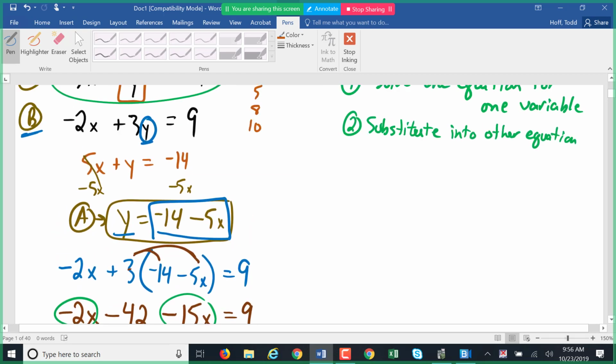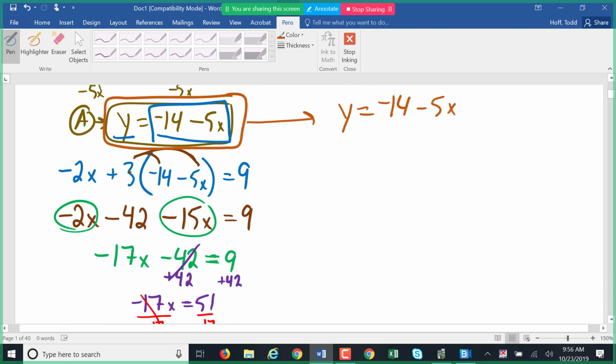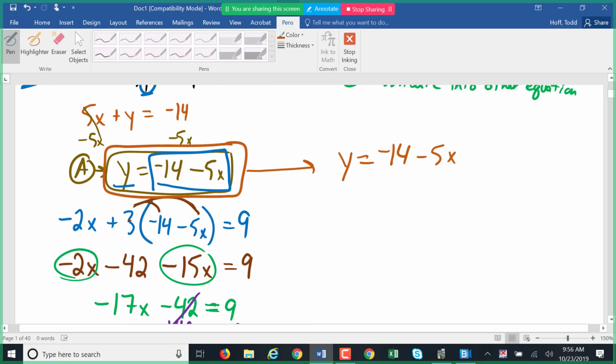Now, I could go back to one of the original equations, but I can save myself a lot of effort if I come right to here. I have this equation already solved for y. So if I put -3 in for x, I can very quickly calculate y.